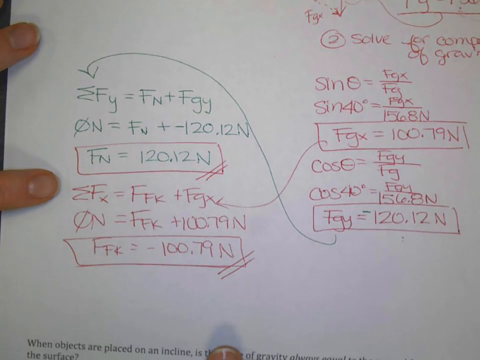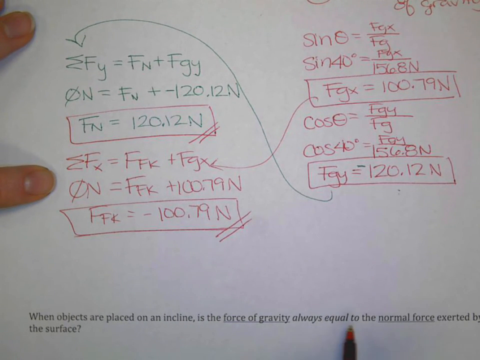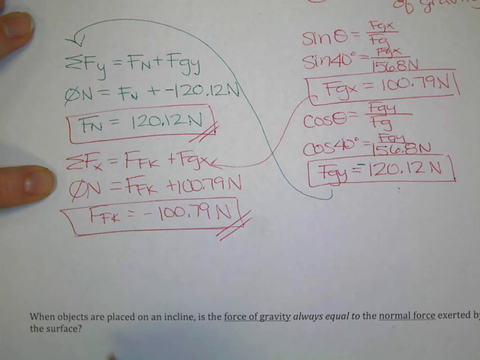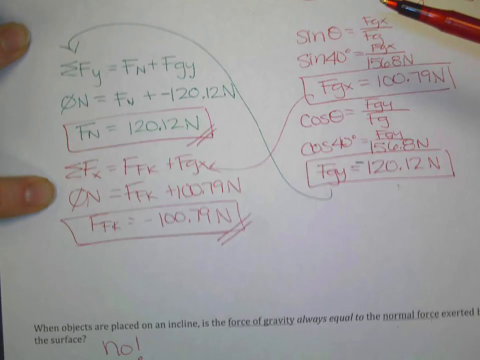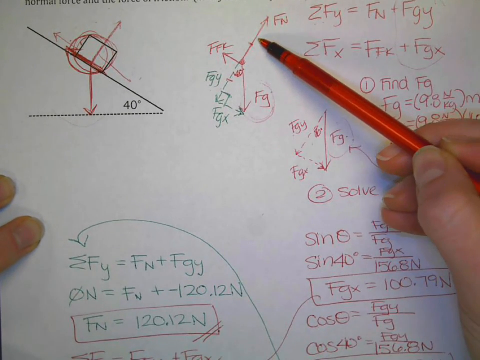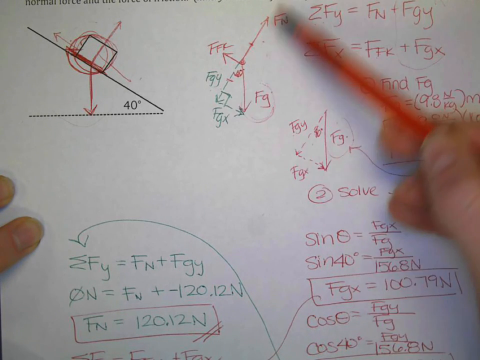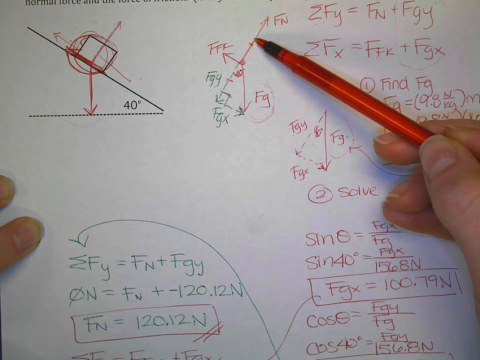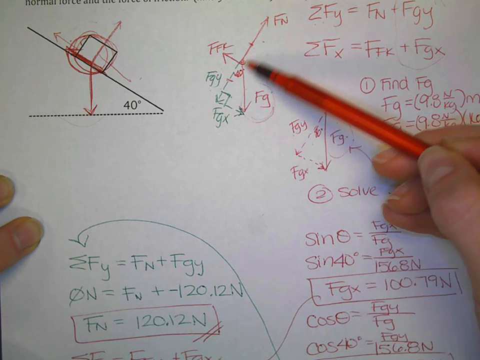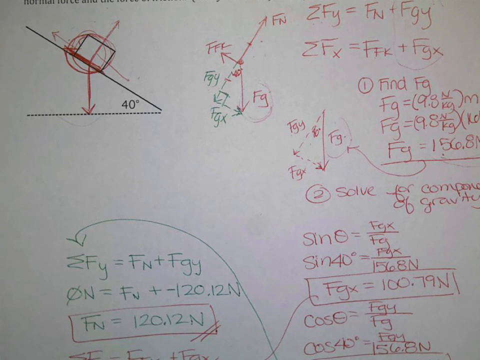Below, there's just a quick question to kind of remind you. When objects are placed on an incline, is the force of gravity always equal to the normal force exerted by the surface? And the answer would be no. You only see a portion of gravity being equal to the normal force. Obviously, there are situations where I could have more than one force in this vertical direction where it could cause it to be the same, but generally you can't make the assumption that they're the same without knowing more information.